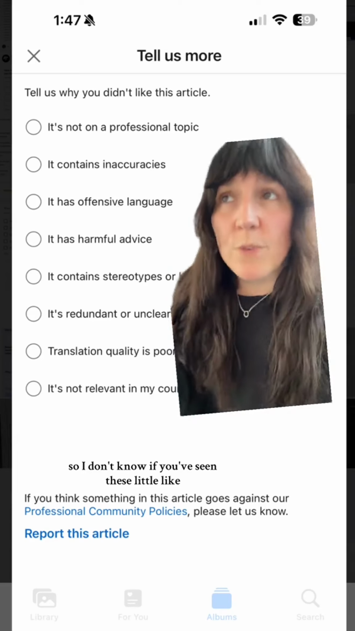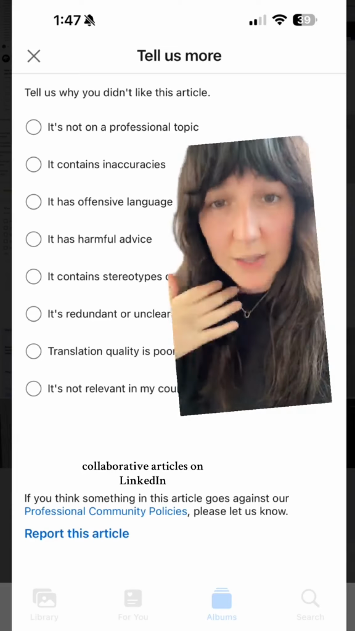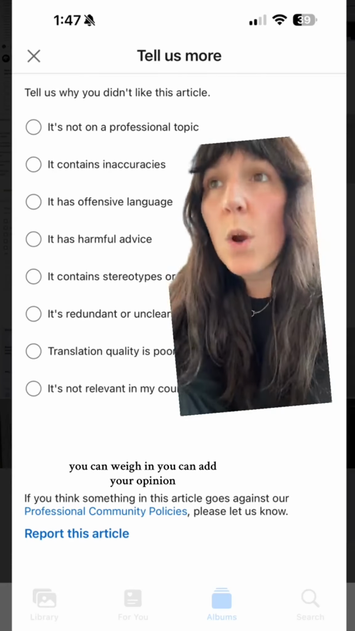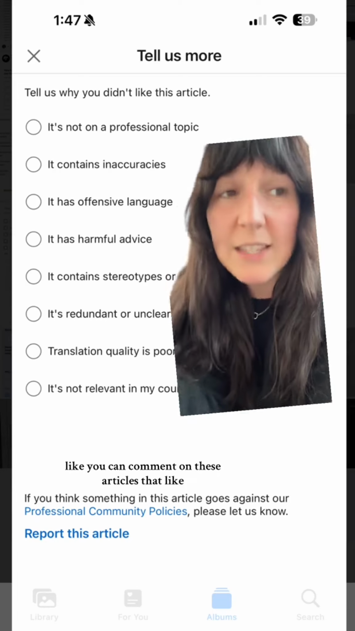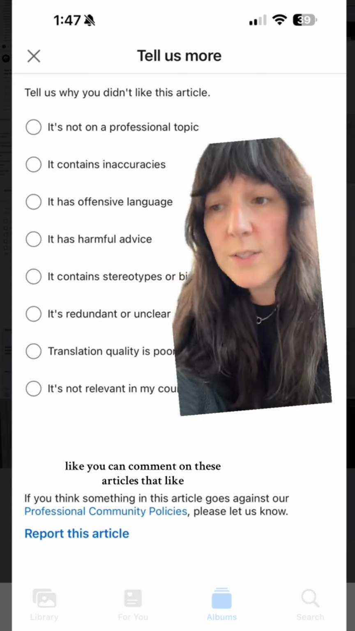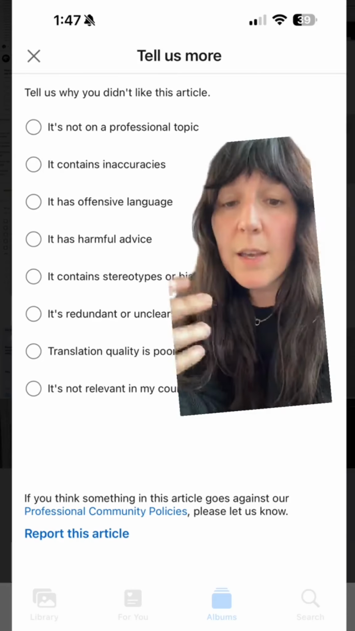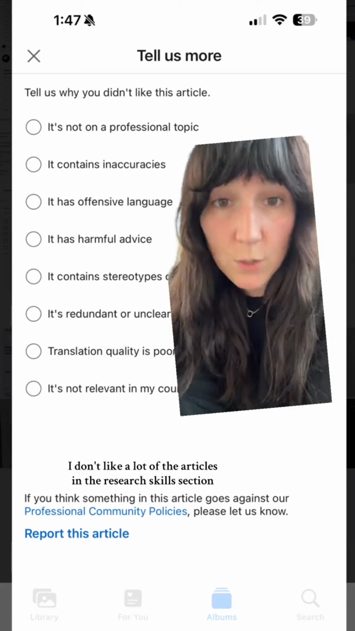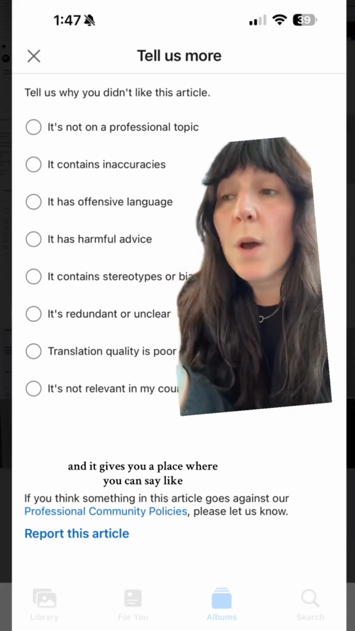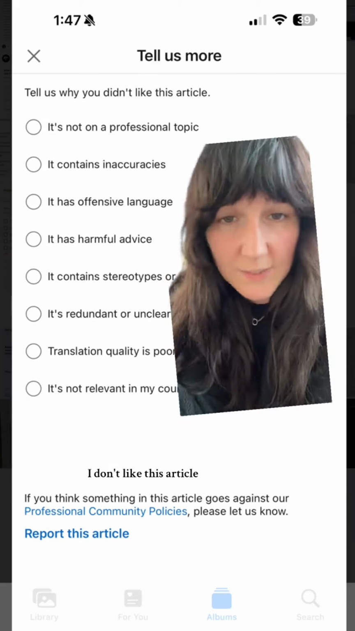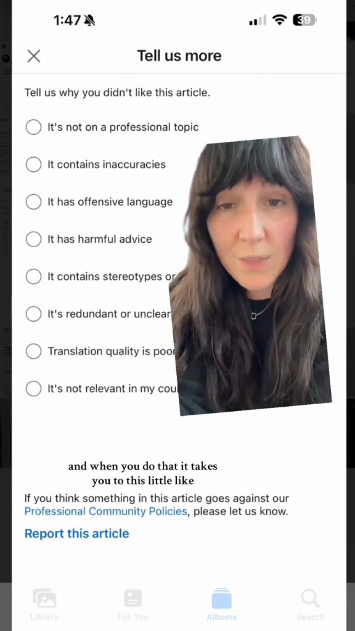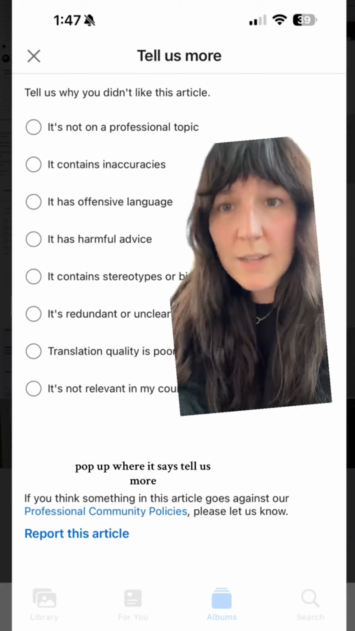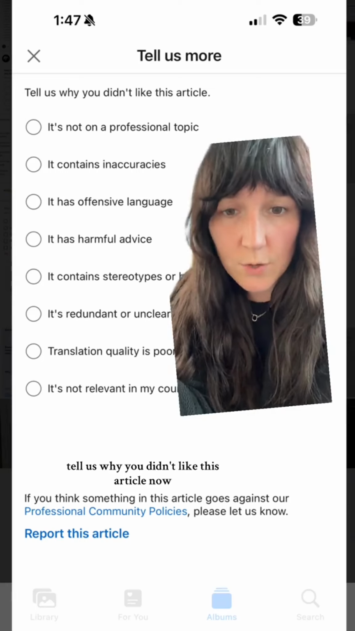So I don't know if you've seen these little collaborative articles on LinkedIn, but there are these articles where you can weigh in, you can add your opinion, you can add additional advice, you can comment on these articles that people read. And recently I've been finding that I don't like a lot of the articles in the research skills section, and it gives you a place where you can say, I don't like this article. And when you do that, it takes you to this little pop-up where it says, tell us more, tell us why you didn't like this article.